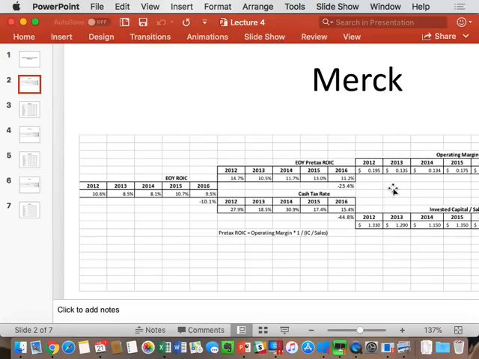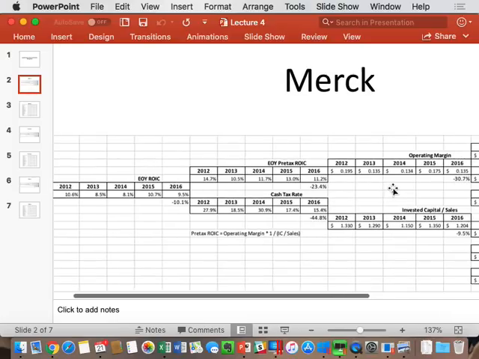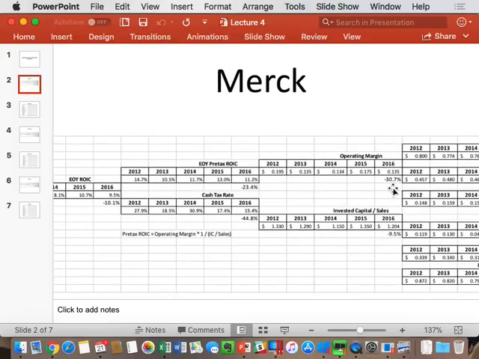Profitability, operating margin. Operating margin is EBIT divided by sales. Productivity is invested capital divided by sales. Margin times productivity equals pre-tax ROIC. These are the second and third drivers of ROIC. Let's examine driver number 2.